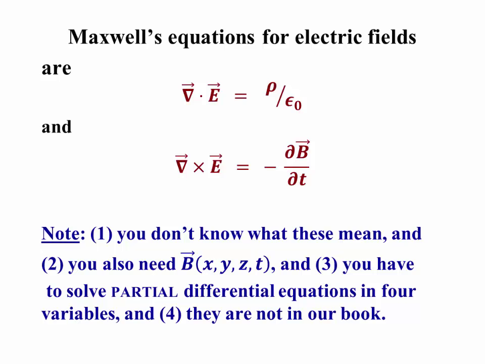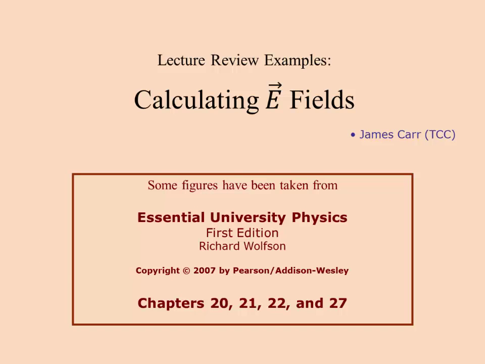Second, in order to do this, we actually need to have the magnetic field as a function of x, y, z, and t, and we don't even know what a magnetic field is yet at this point in the course. And number three, once you've got them, you have to be able to solve partial differential equations in 4 variables, which is, again, something that you wouldn't have seen even if you've taken a differential equations course.